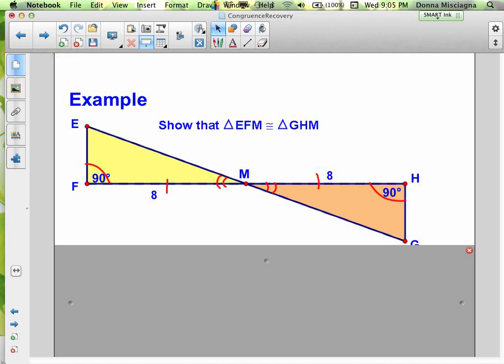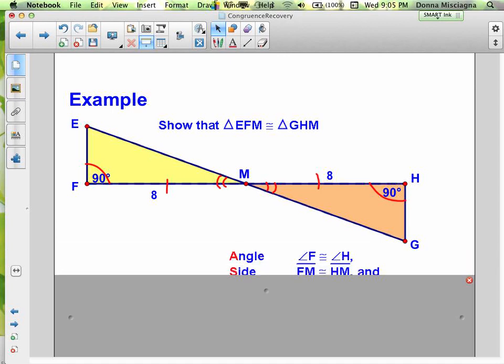So now let's prove triangle EFM is congruent to triangle GHM. We know angle F is congruent to angle H, because that was a given.